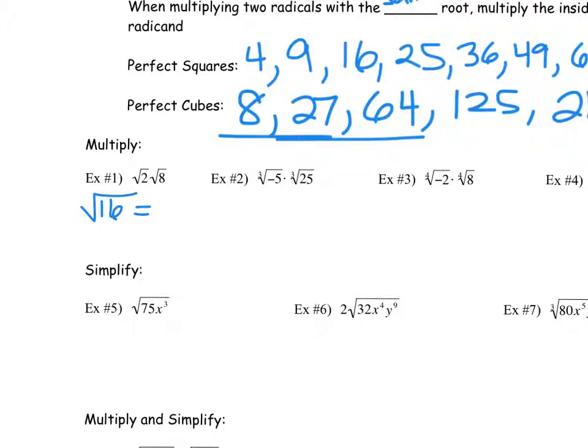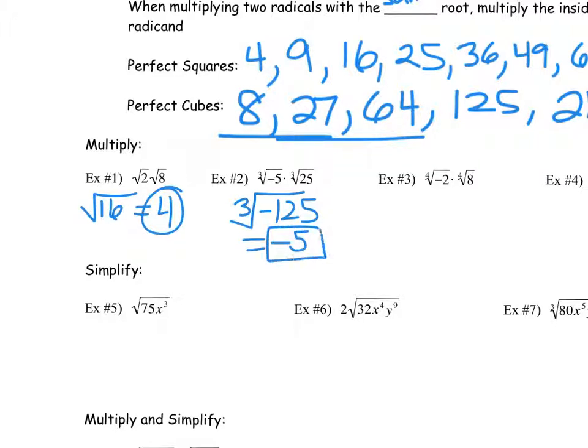And the square root of 16 is 4. Now let's do the cube root of -5 times the cube root of 25. They're both cube roots, so we can combine them together into one cube root. And that would be the cube root of -125. And you know that one? -5, yes. And if you're not sure how to take the cube root of -125, your calculator will do that for you if you need to.